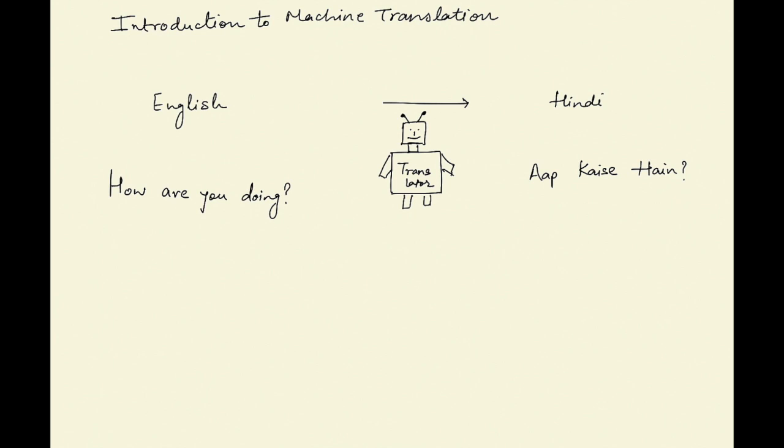Machine translation is basically converting an input sequence into a desired output sequence, and it's usually used or referred to in the context of translating one language to another language. For example, let's say we have to translate English into Hindi, and we have this sentence, "How are you doing?" And we have to translate this into Hindi, which is आप कैसे हैं.